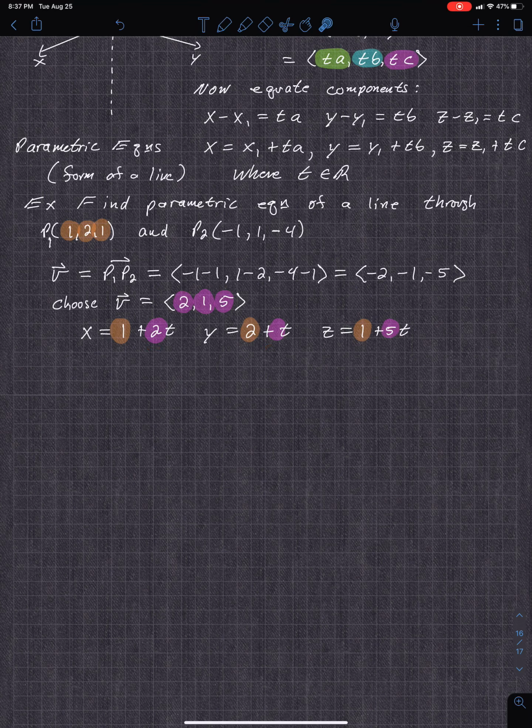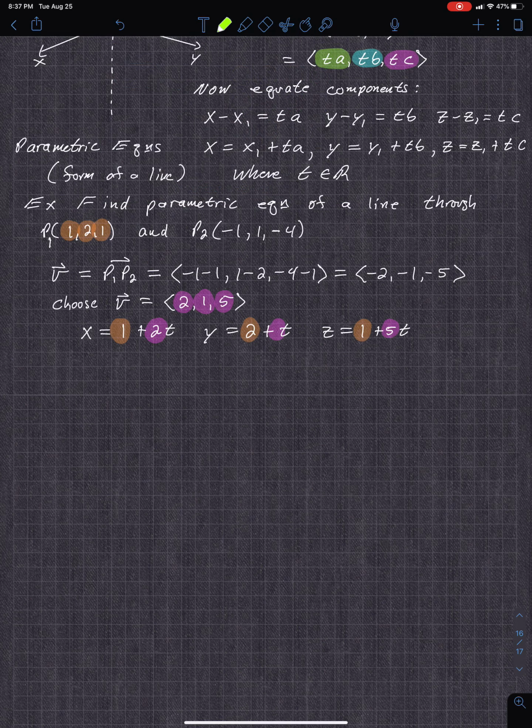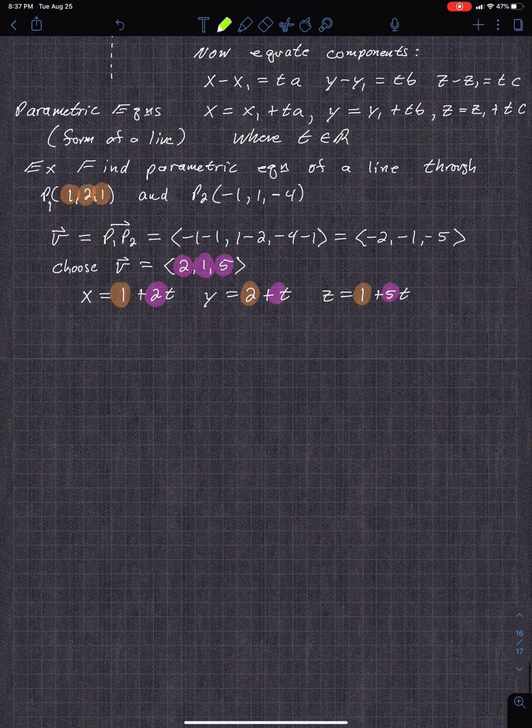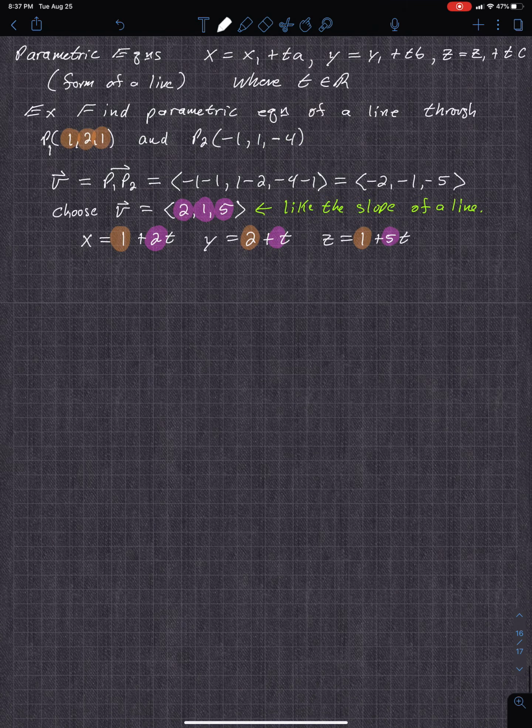So your direction vector is like slope. So you kind of think of this as the slope of a line. Okay, let's do another one. So next question, next example.